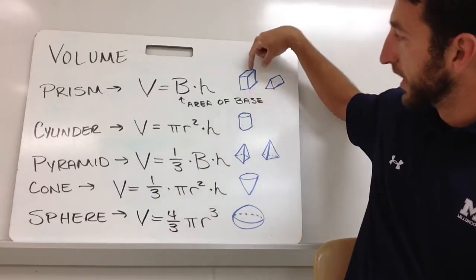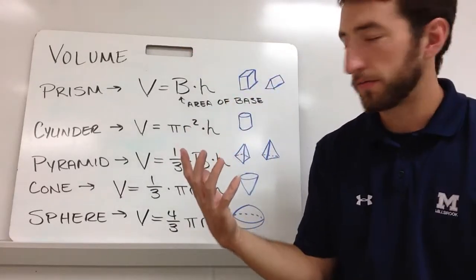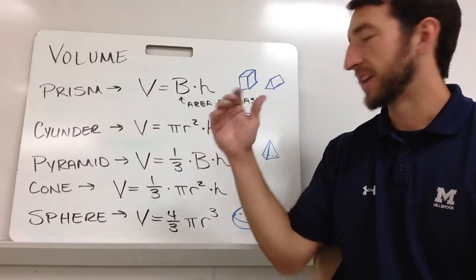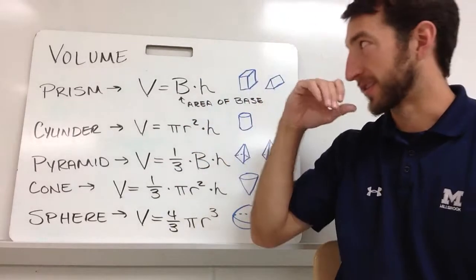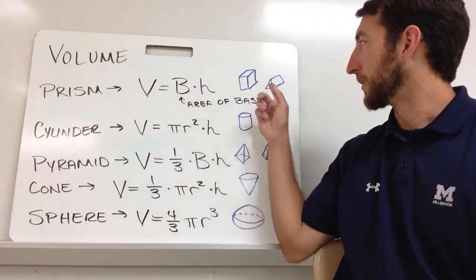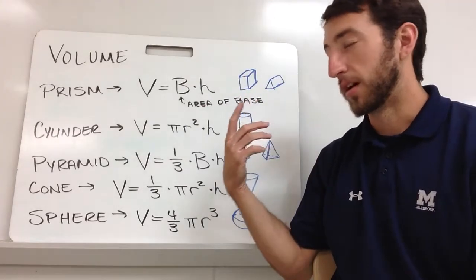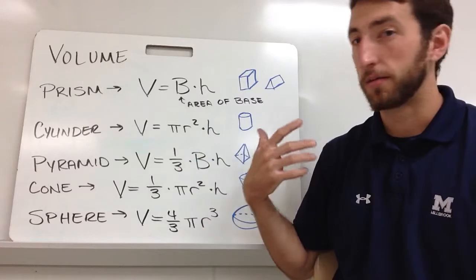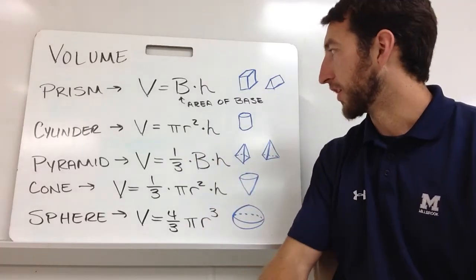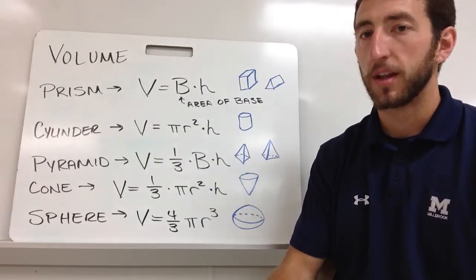This is a prism. It has any kind of geometric shape as the base, and then it just projects itself up as the height. It can be a triangle base, a rectangle, a square, a hexagon, a pentagon, whatever kind of shape you can think of, that can be the base.